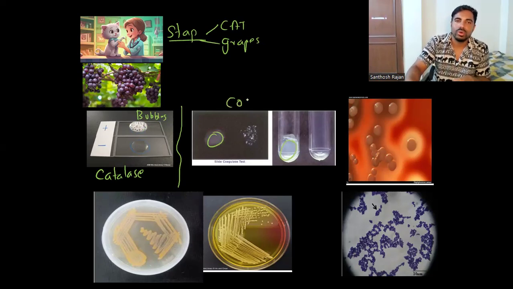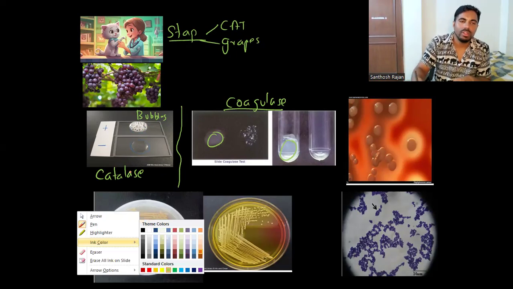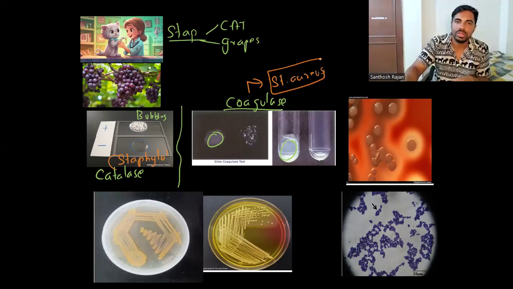Coagulase test. If the catalase test is positive, then you can always say it is a Staphylococcus. But if it is coagulase positive, it is strictly Staphylococcus aureus. Only aureus gives coagulase positive. Okay, confirmatory like that. Now here you see it's a golden pigment.